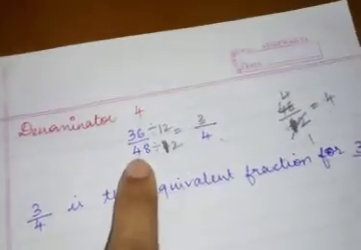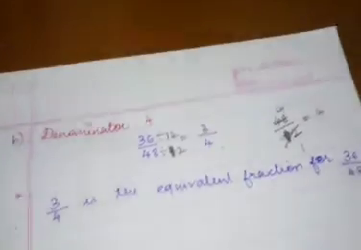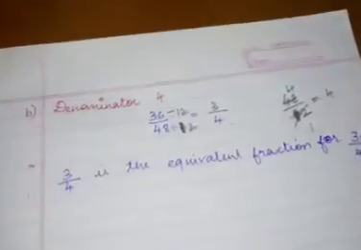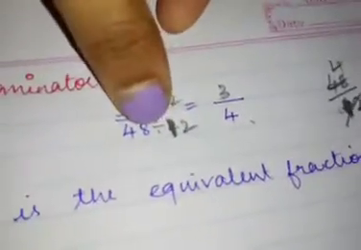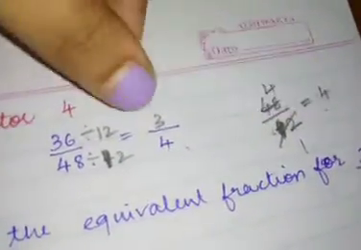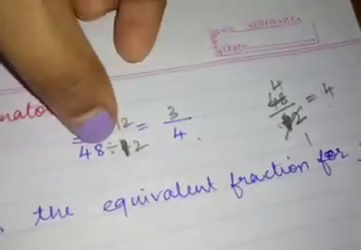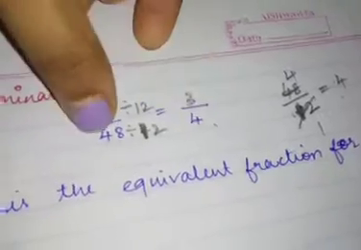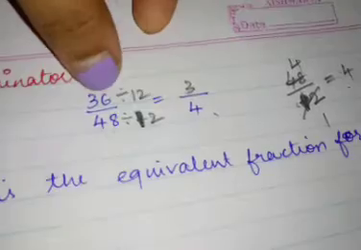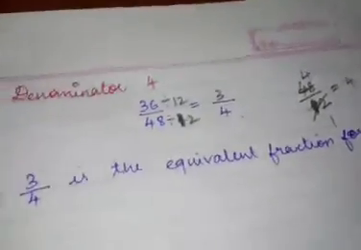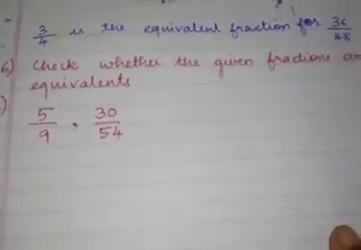Since it is highest to smallest, I am doing the division. Okay. If it is lowest to greatest, I will do the multiplication. So listen. Just finding 48 now divided by what number? Just think, if I multiply with 4, what value will I get 48? 12 4s are 48. So I am writing here 12. So numerator also I will write 12. So 36 divided by 12 is 3. 3 by 4 is your equivalent fraction. Understood?